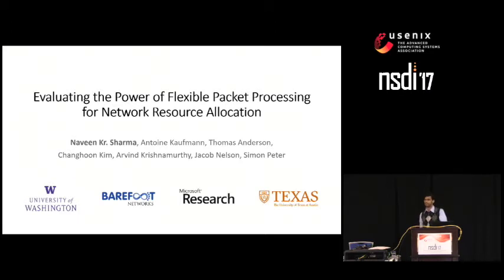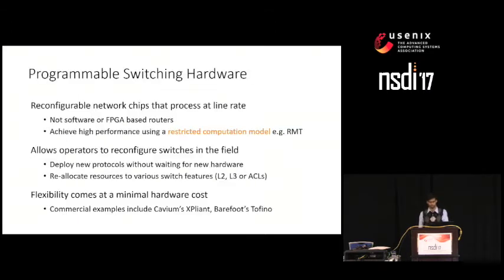Let me start off by defining what I mean by flexibility here. By flexible, I'm referring to programmable switching circuits that can process packets at line rate, which today is anywhere between 3 to 6 terabits per second. I'm not referring to software or FPGA-based routers that have general purpose cores sitting on them and process packets 1 or 2 orders of magnitude slower than these circuits.